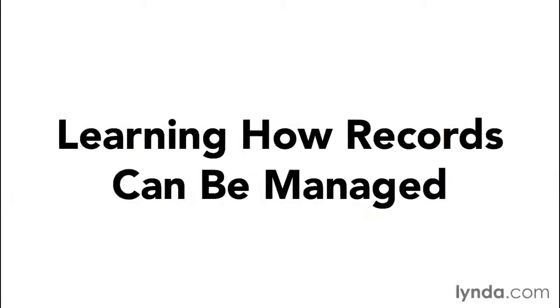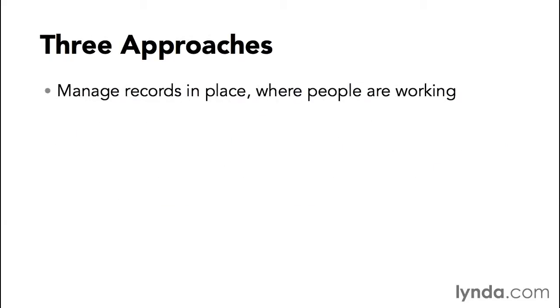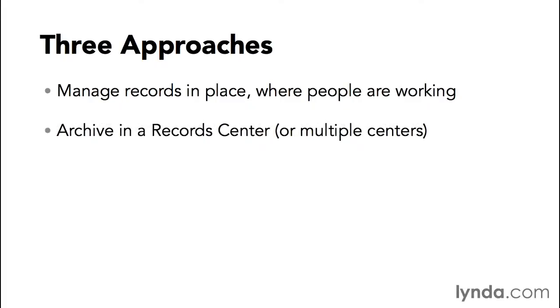With SharePoint, you can define different ways to work with records, but essentially, there are three approaches. You can manage records in place, where people are working. For example, if they're working in a document library, you can declare documents right there as records and prevent them from being deleted or modified. You can also archive documents in a record center or multiple record centers. You can also develop a multi-stage solution that includes both.